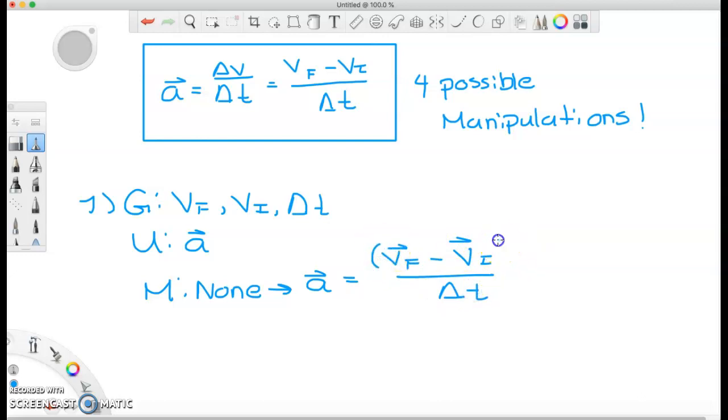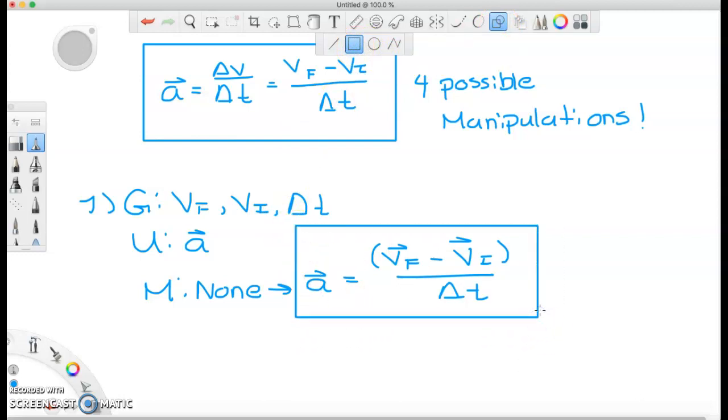Now, it's always a good idea to put these in parentheses so as to make sure that you know that you do the bottom first, not the top. When you manipulate, you are always going to want to bring this denominator, the thing on the bottom of the fraction, over to the left side. So, everyone, this is the manipulation for acceleration, which in this case doesn't really count as a manipulation, and is more of just when you are given final velocity, initial velocity, and the change in time, simply use the equation for acceleration, plug in your given variables, and solve for acceleration.